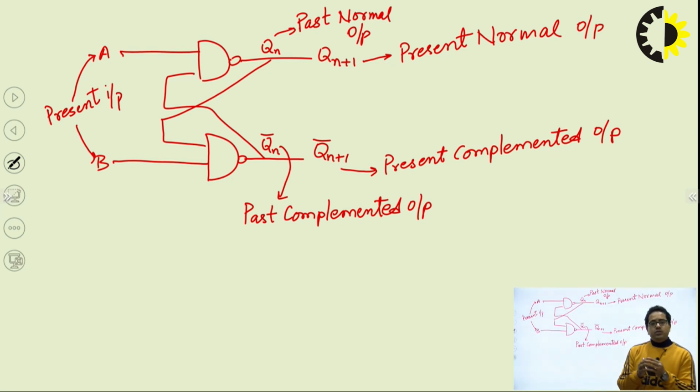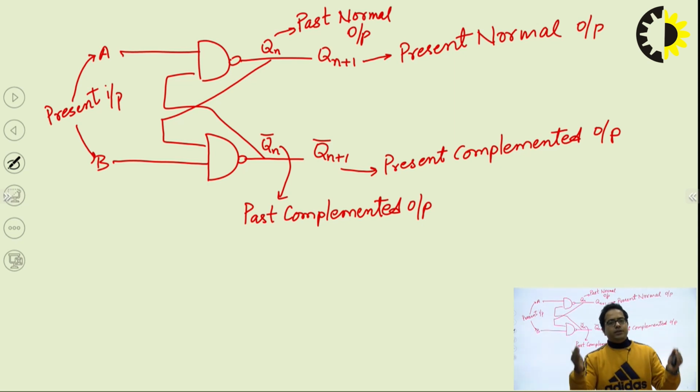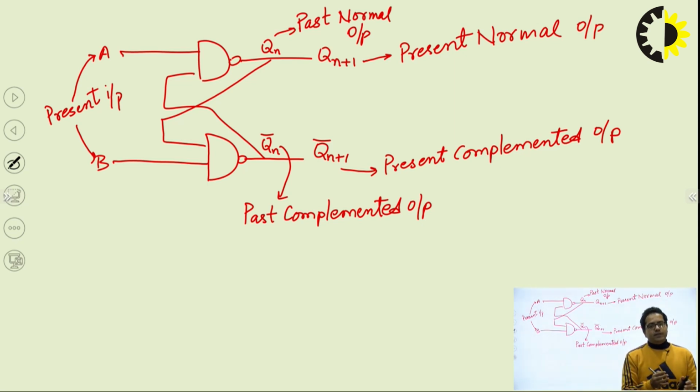So in that case you have to concentrate on the present normal output. Even if in the exam they are asking what is the output of this flip-flop, they will give you some figure, and in that figure they will ask what is the output. So you have to concentrate on the present normal output, not the Qn plus 1 complement form, right? So always concentrate on Qn plus 1. This is the present normal output. So if they are asking about the output, it will be Qn plus 1.